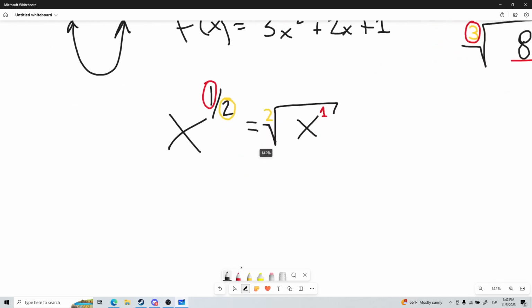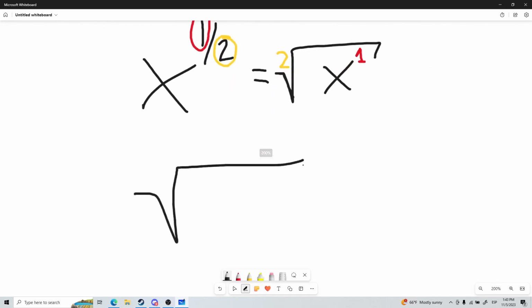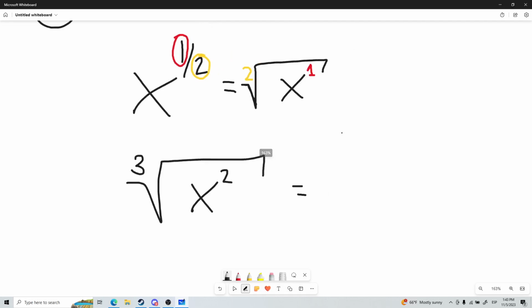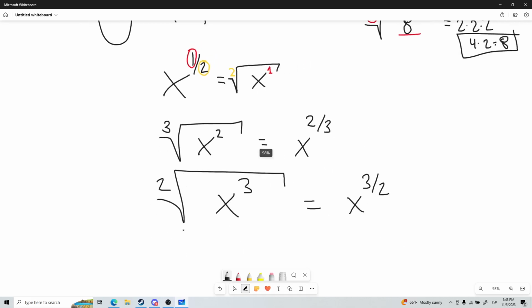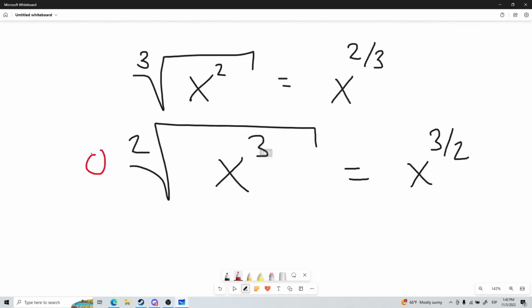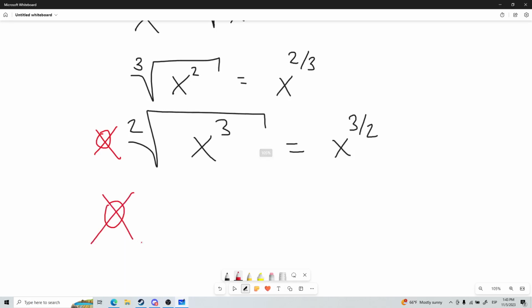All right, so let's do another example. Let's say I have the cube root, the 3 on the outside, of x squared. How much is this? This is going to be x to the power of 2 divided by 3. What if I have it the other way around? This would be that. And actually, this example here is the same as this example here.